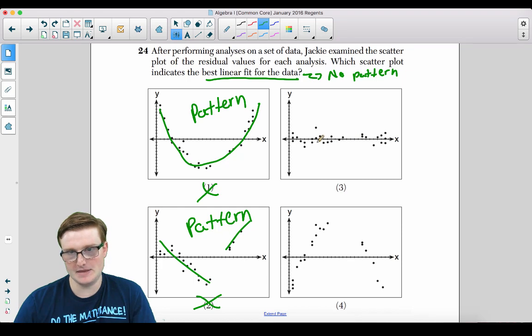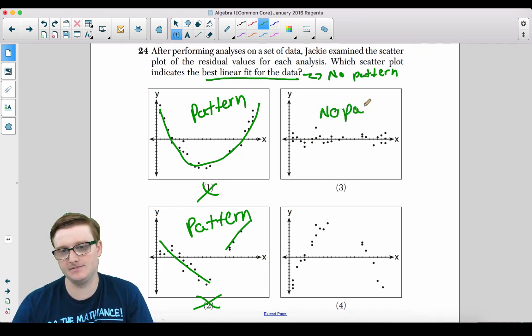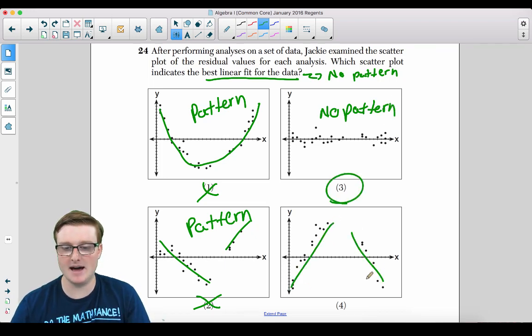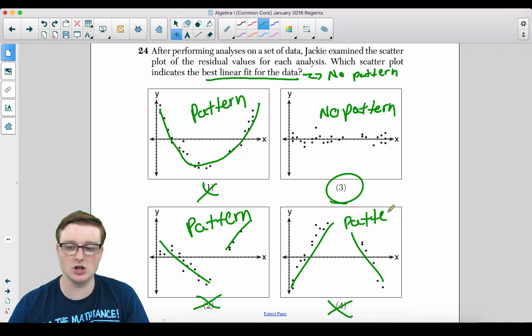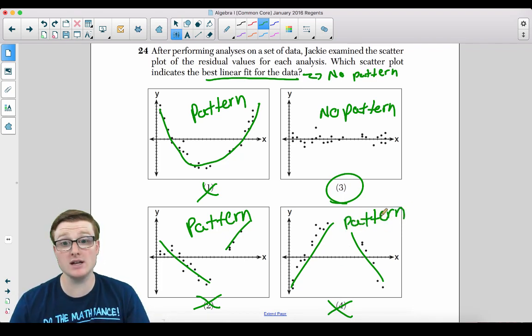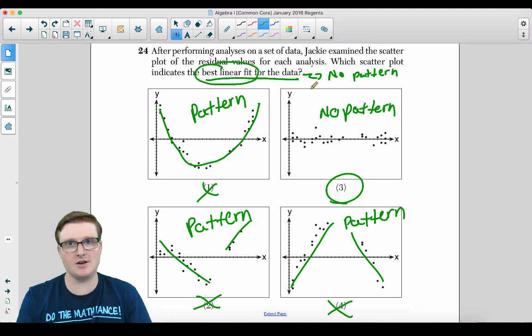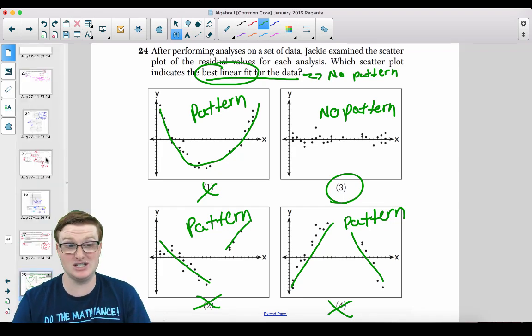This is showing scattering of points. So this is no pattern. So that's the answer. And choice 4 does show a pattern going up and then going down. So that is no good because that does show a pattern. So your answer is going to be choice 3 because there is no pattern. For best linear fit, you are looking for no pattern whatsoever, just a random scattering of points. And that's the definition of a residual.